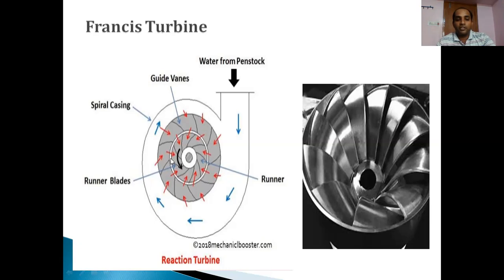The second part, this is the inner circular part. You can see this black arrow mark which he has shown. This is the runner blades.